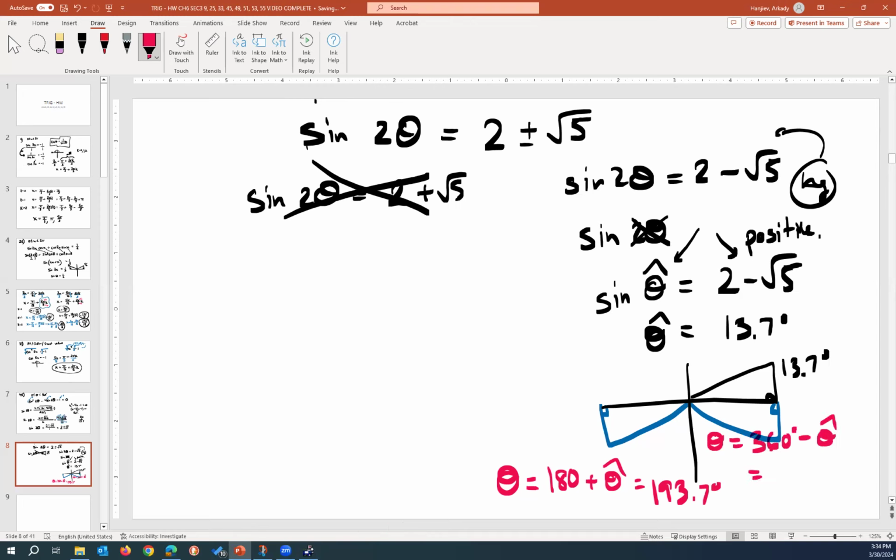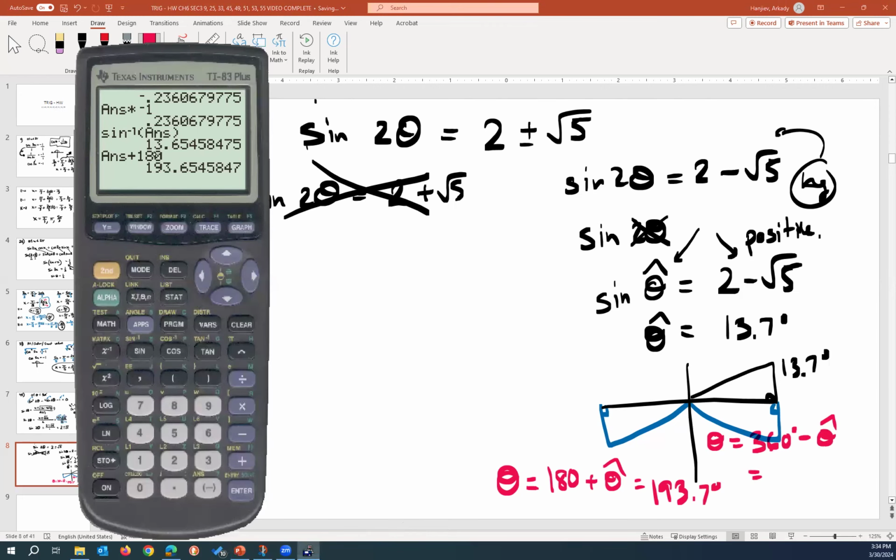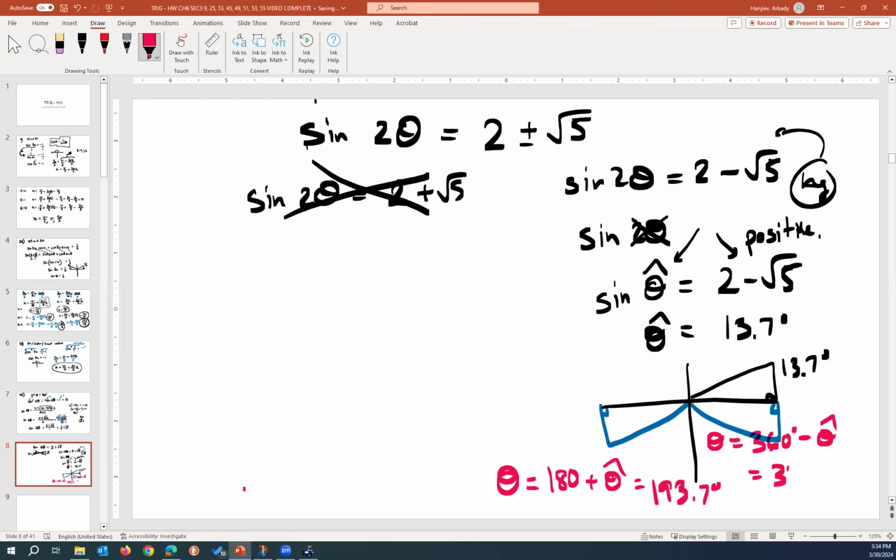So let's do that on the calculator. I can just do this here again. I could do 360 minus 13.7. Okay, 346.3. 346.3 degrees.